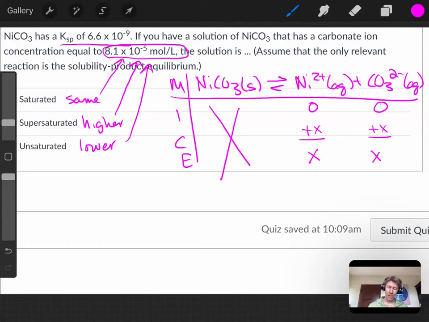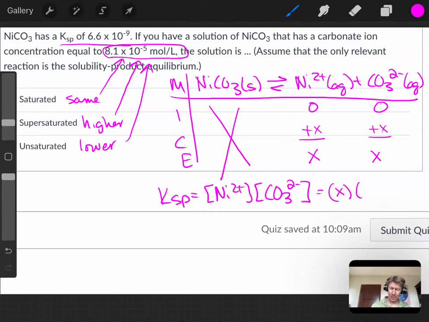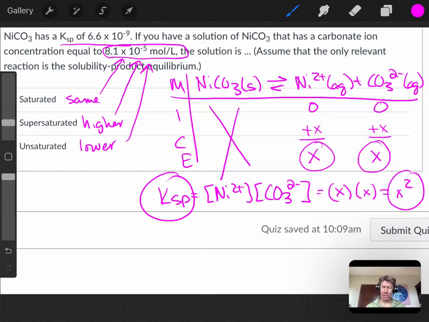So the Ksp value is going to be equal to the concentration of nickel times the concentration of carbonate, which will be just x times x, or x squared. So you can plug in your Ksp value, you can solve for your x, and since each of these is just x, you can determine your concentration and then compare it to the value that's given there.